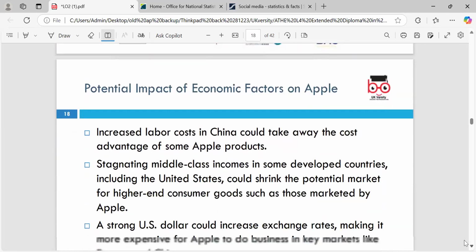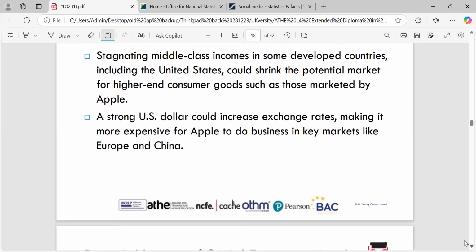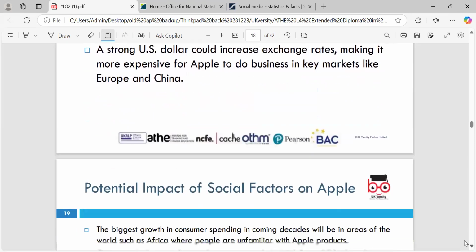So Apple needs to make strategies accordingly to address these issues and improve market share. The potential impact of economic factors: increased labor cost in China could erode the cost advantage of Apple products, and stagnation in middle class incomes in some developed countries, including the United States, could shrink the potential market for higher-end consumer goods. We also have to look around the strong US dollar. It could increase the exchange rate, making it more expensive for Apple to do business in key markets like China and Europe.